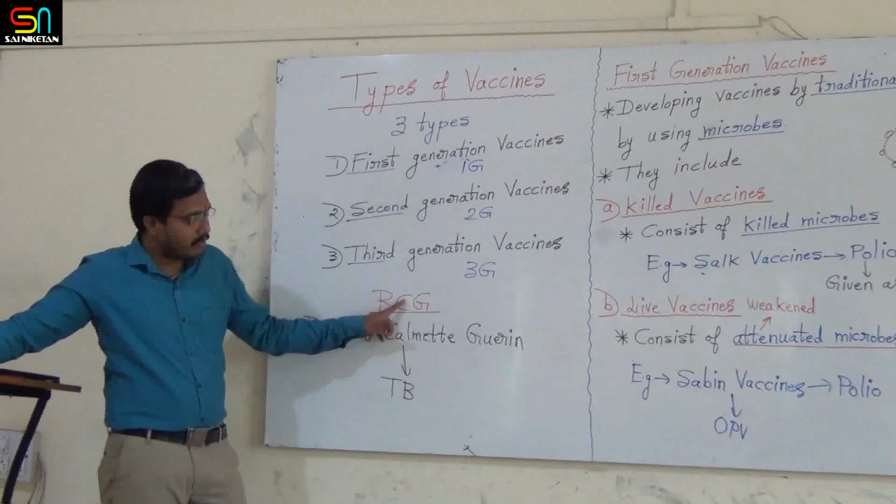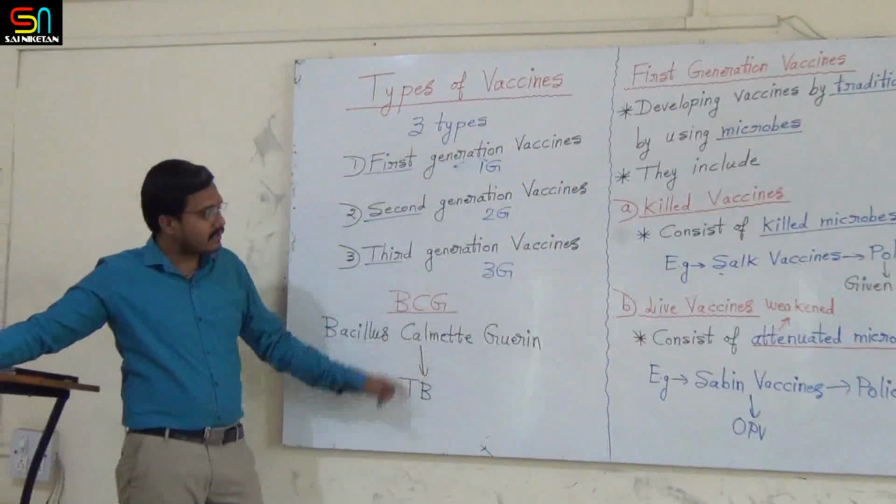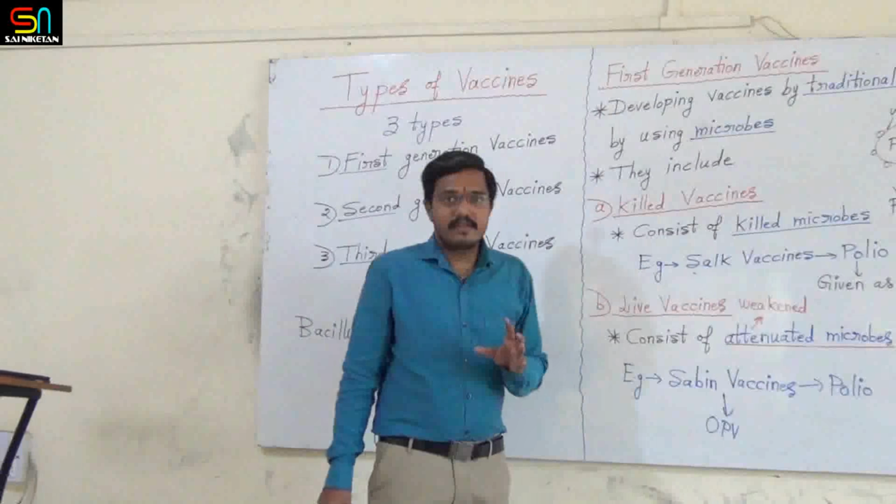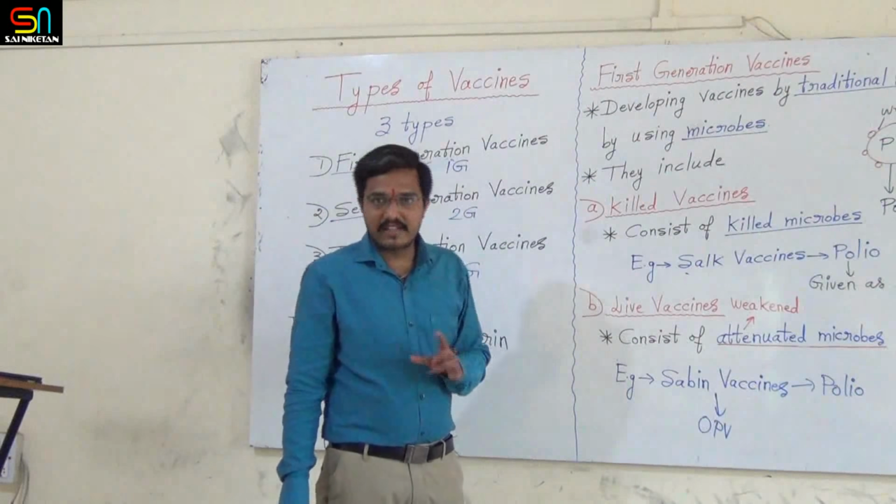This is only given for TB. So this is about BCG, right? So this is about the types of vaccines.